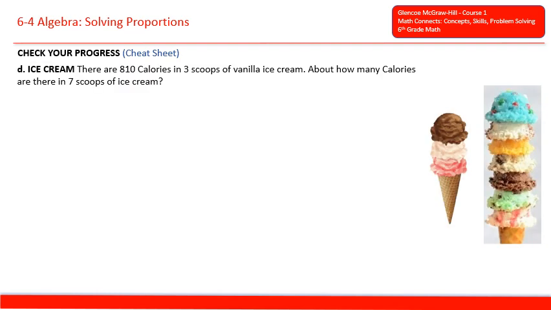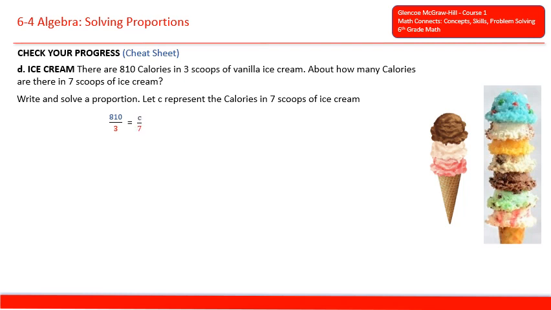Check your progress. D. Ice cream. There are 810 calories in 3 scoops of vanilla ice cream. About how many calories are there in 7 scoops of ice cream? Write and solve a proportion. Let C represent the calories in 7 scoops of ice cream. So we have 810 calories in 3 scoops of ice cream equals C calories in 7 scoops of ice cream. So 810 and an unknown number of calories and 7.